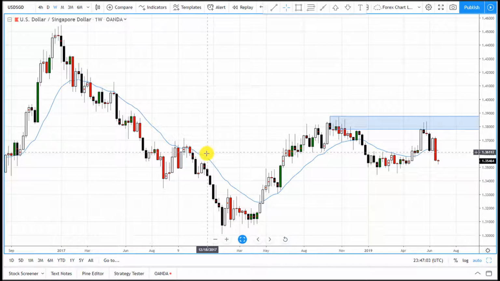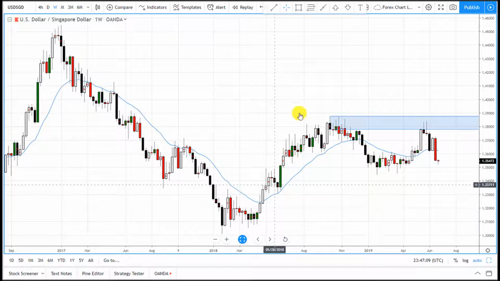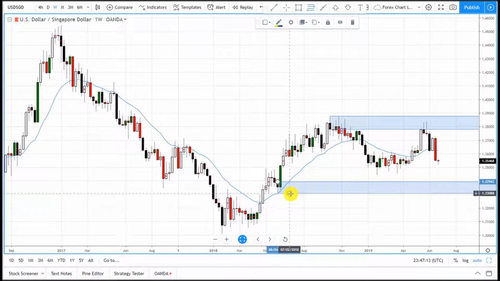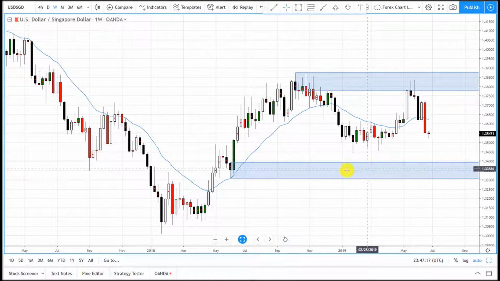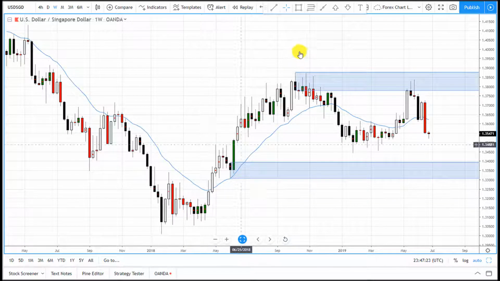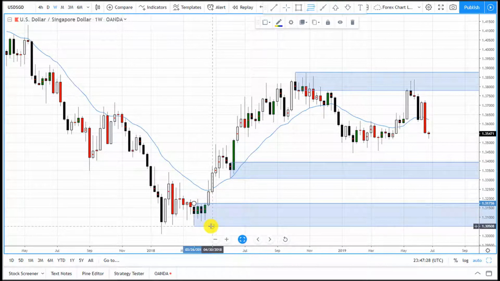So this is supply here, and then this is demand down here. This is the next level of demand that we want to take a look at if price goes down here. So on the weekly, price is ranging in between this supply zone and this demand zone, and then there's also a demand zone down here, which is the origin of this huge move down here.